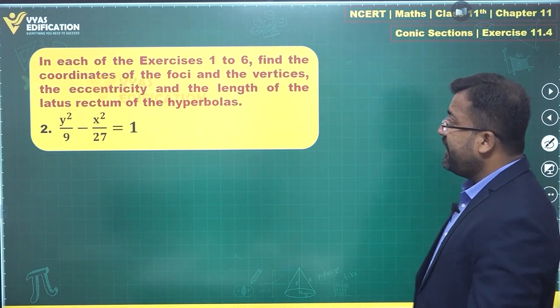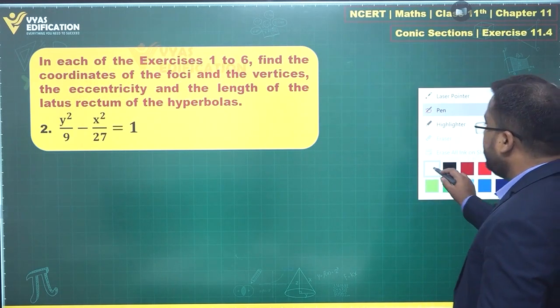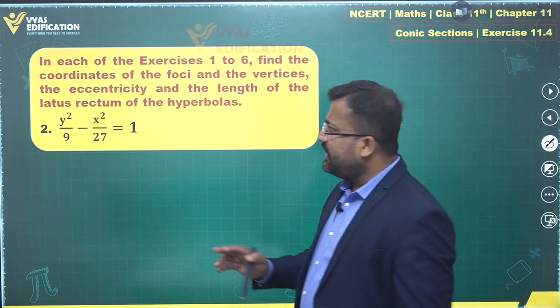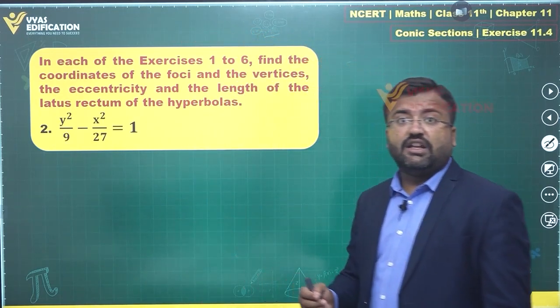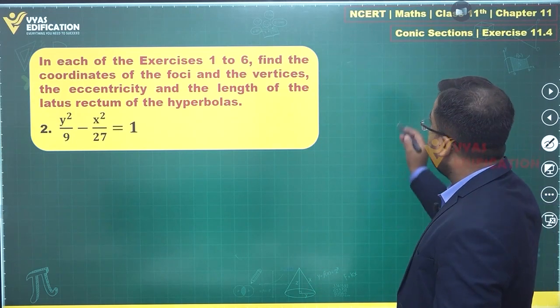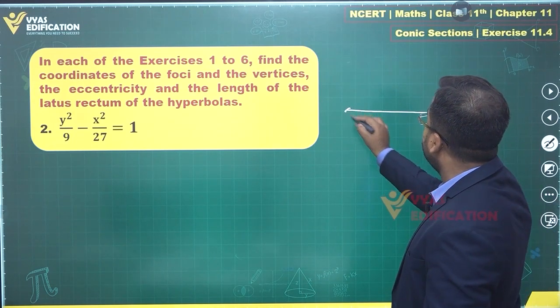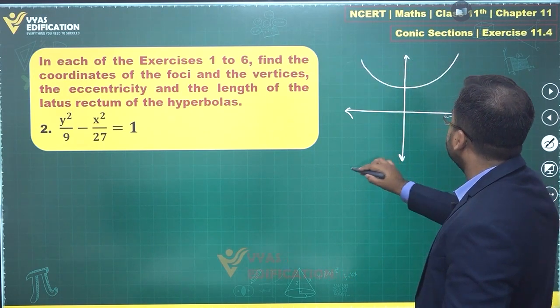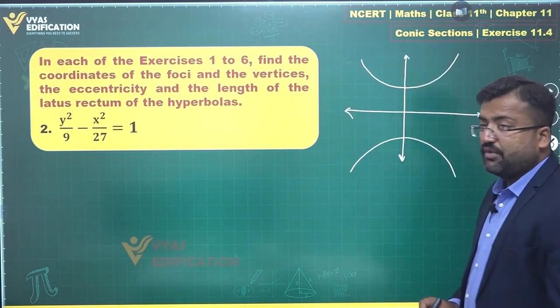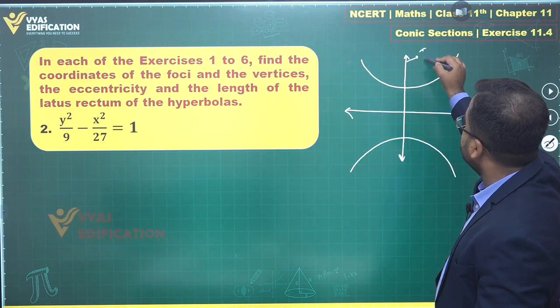The second question we have is y square by 9 minus x square by 27 is equal to 1, and you may observe that the coefficient of y square is positive. Since the coefficient of y square is positive, and the right hand side has a 1, the hyperbola will have its transverse axis along the y axis. Transverse axis will be along the y axis in this manner, right? This will be the hyperbola, and this will be the transverse axis of the hyperbola.